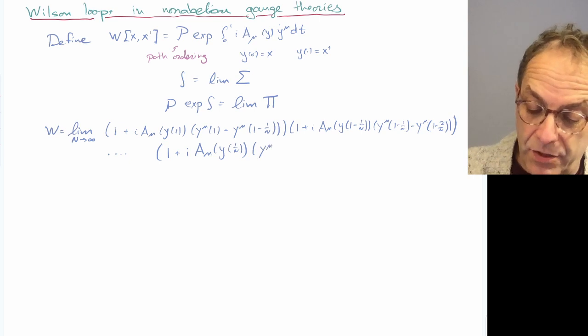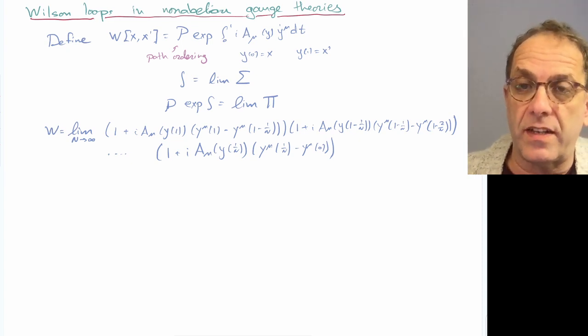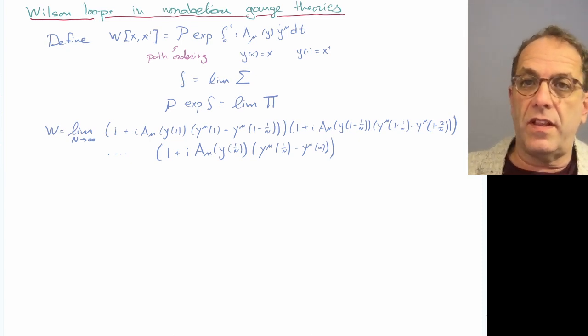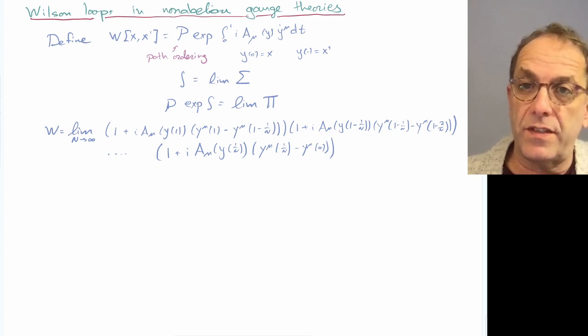And then the last term is when you have the interval between y mu of 1 over n and y mu of 0, which is very close to the point x. Note that the ordering here is from right to left. Smaller numbers are on the right. Larger numbers, when t is close to 1, are on the left.